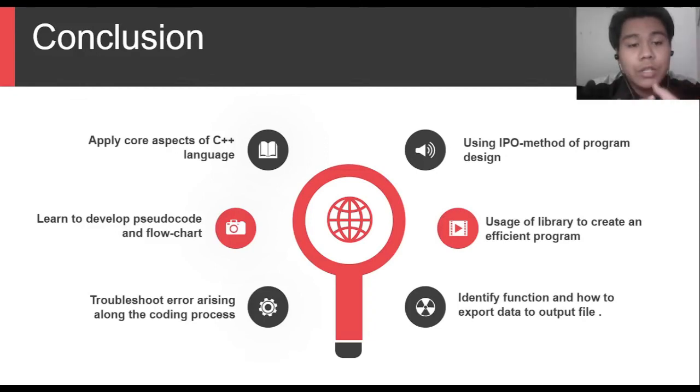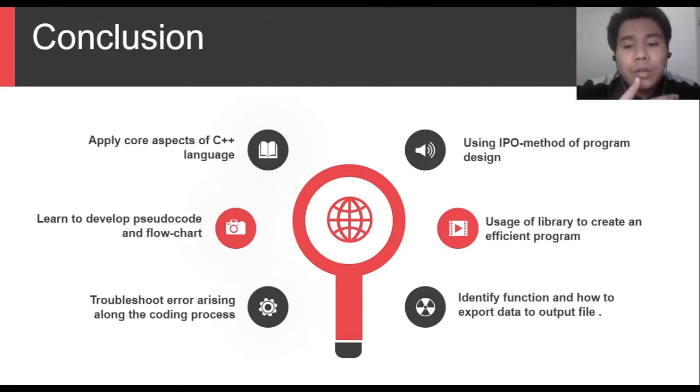I'm going to explain about the conclusion. First of all, from this program, we can apply core aspects of the C++ language inside our coding to do the project for the budget and expense calculator. And then we are using the IPO method of program design, that is the input, process and output method. And then we also learned to develop the pseudocode and flowchart.